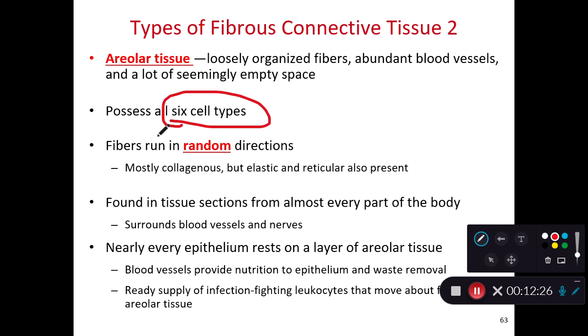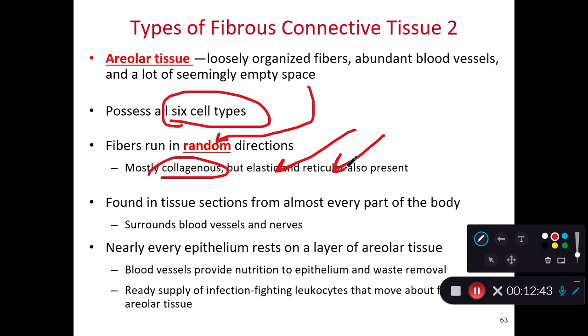And as we look at these areolar tissues, they have all of those 6 cell types that we talked about earlier in this presentation, and the fibers are going to be randomly oriented. And all of those randomly oriented fibers, most of them will be collagen. We have small amounts of elastic and reticular fibers also. I want to just draw some attention to the fact that the fibers are randomly oriented.